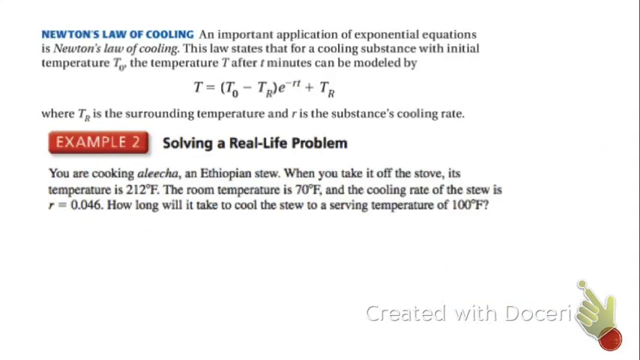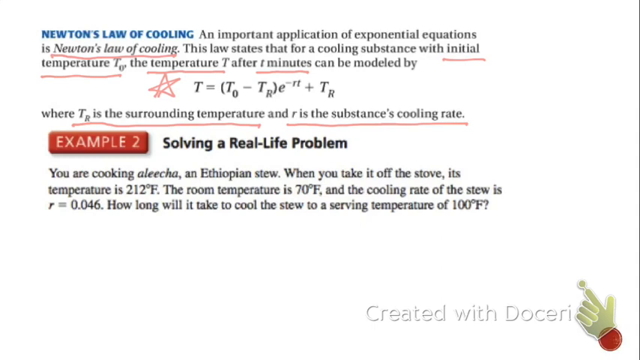Okay, Newton's law of cooling. An important application of exponential equations is Newton's law of cooling. This law states that for a cooling substance with initial temperature T sub 0, the temperature T after little t minutes can be modeled by T equals T sub 0 minus T sub r times e to the negative r little t plus T sub r, where T sub r is the surrounding temperature and r is the substance's cooling rate. So we're going to use that to solve these problems.